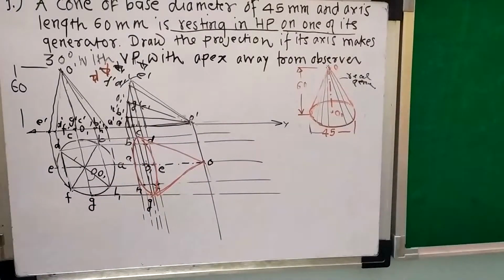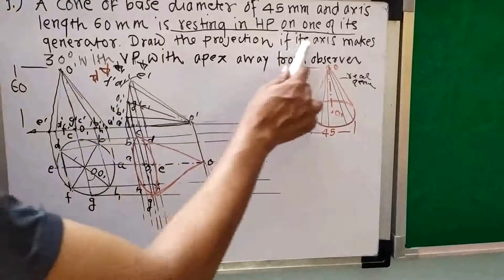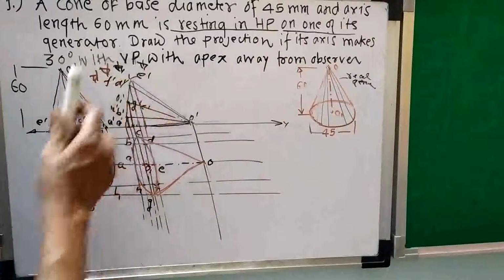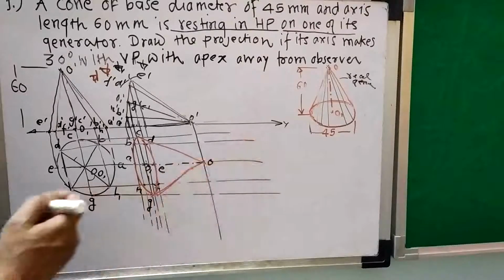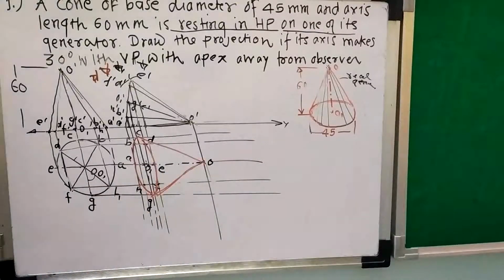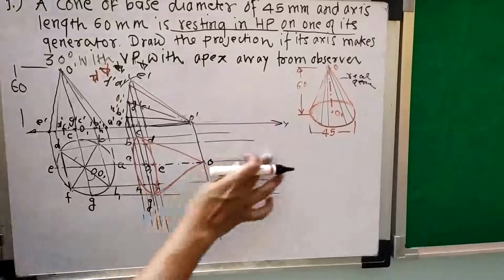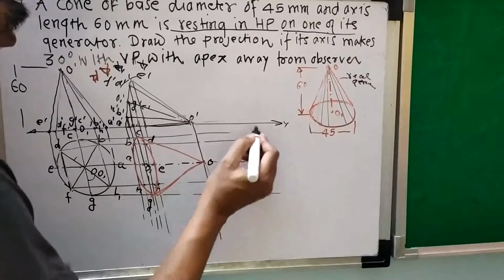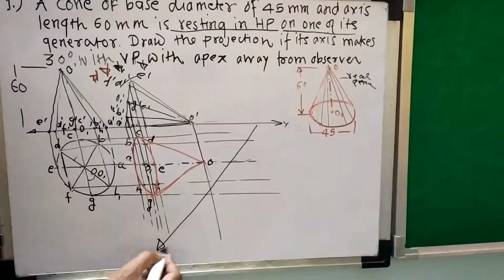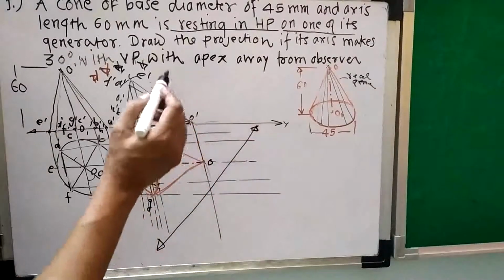Later what condition is there? Its axis makes 30 degree with VP. So this axis is inclined with VP. So to this axis I have to take an auxiliary plane. So I can extend this axis and I can take the auxiliary plane here.